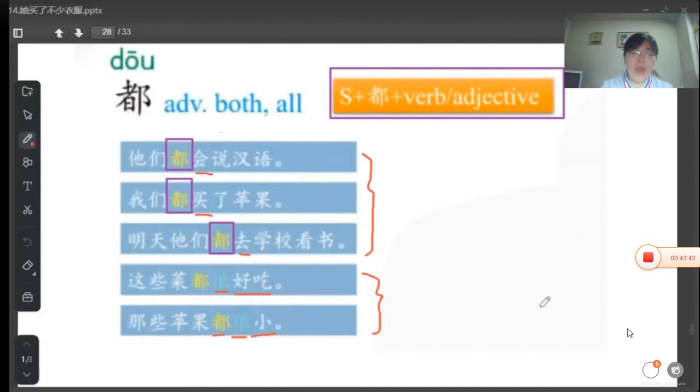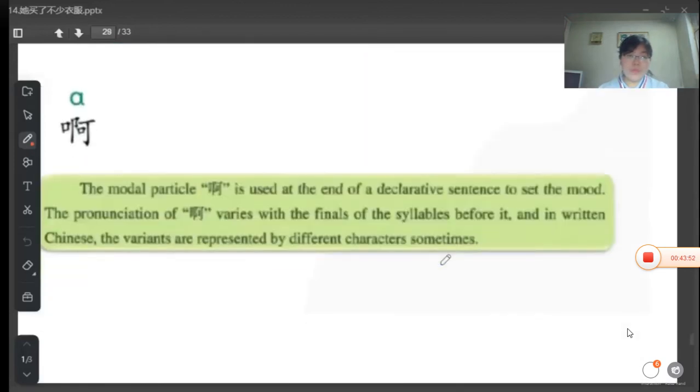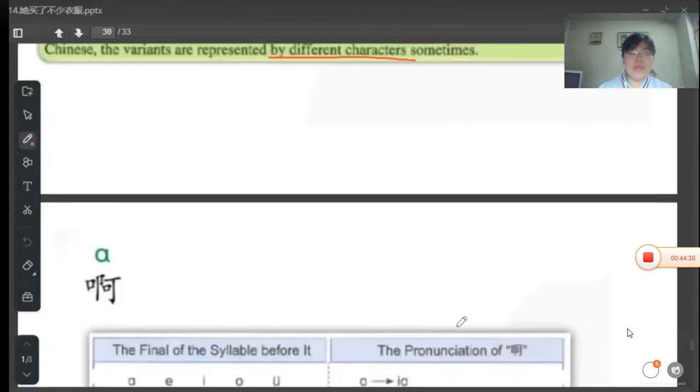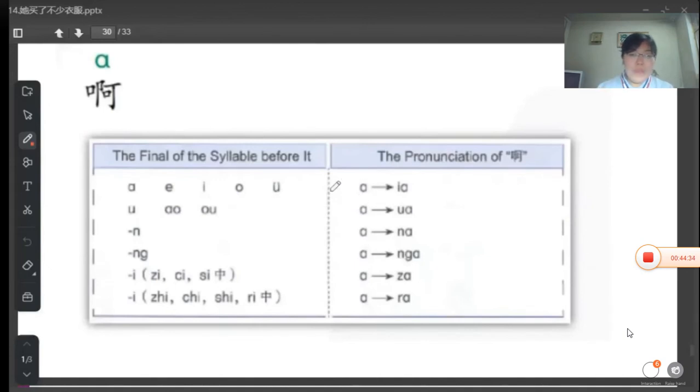Next one, 啊. The modal particle 啊 is used at the end of a declarative sentence to set the mood. The pronunciation of 啊 varies with the final of the syllable before it, and in written Chinese, the variants are represented by different characters. Let's see. If the final of the syllable before 啊 is a, e, i, ü, we read it as ya. And if it is u, o, or ao, we read it as wa.